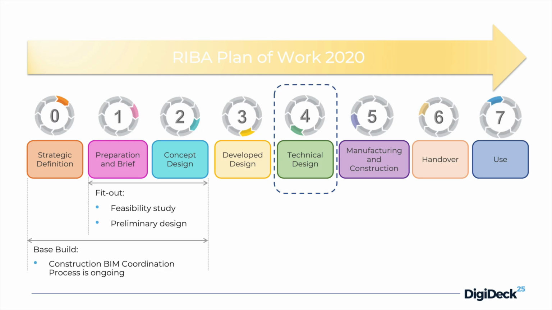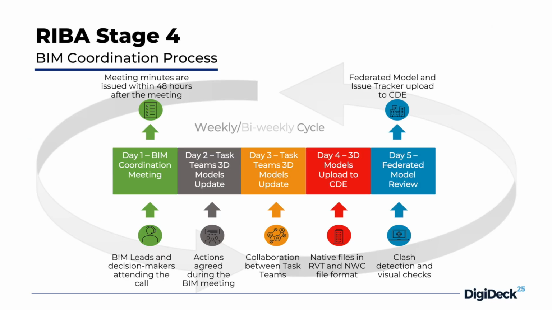Stage 4. We are starting with the BIM coordination process. The first thing that we will do is establish a weekly or bi-weekly process. You are defining the day when the uploads happen, when the models will be available on the CDE, the day when you will be reviewing the federated model and creating the agenda for the BIM meeting, and then you are specifying when exactly your weekly call will be happening. Besides that, you also need to give teams some time during the week just to work on their models and to resolve the problems, following up on all those actions that you agreed during the BIM meeting.